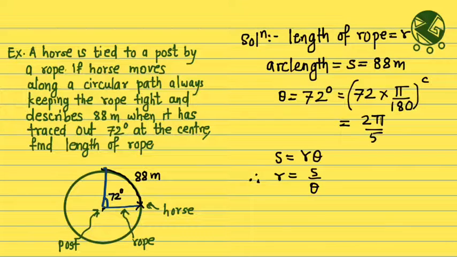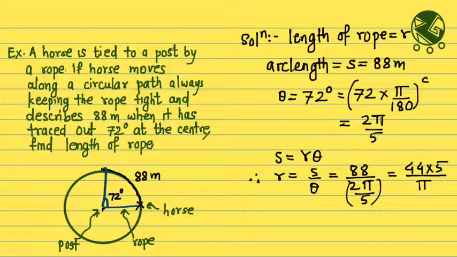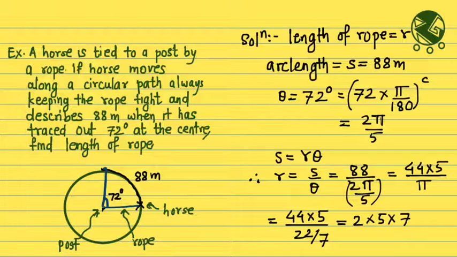So theta is equal to 2 pi by 5. We have the formula S is equal to r theta. So r is equal to S by theta. Put S is equal to 88 and theta is equal to 2 pi by 5 and do the calculations. We can take pi as approximately 22 by 7, and after simplification we will get that to be 70 meters. So the length of the rope is 70 meters.